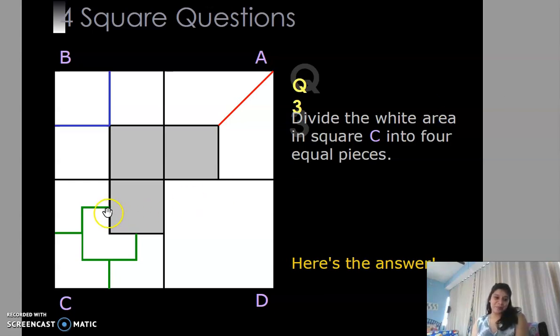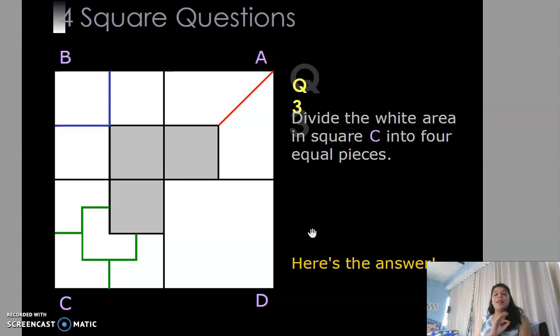Okay, see. Like this, by making this into an L shape, I have divided this into four equal pieces. First one, second one, third one, and the fourth one, right? So see, is this dividing this area into four equal pieces? Of course, this is how we have divided the white area into four equal pieces.